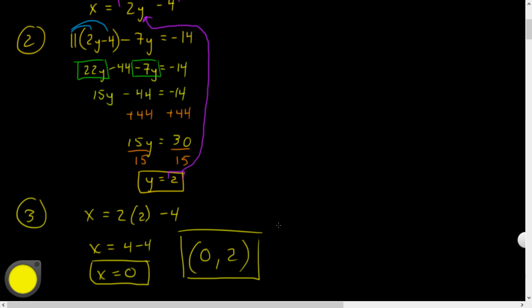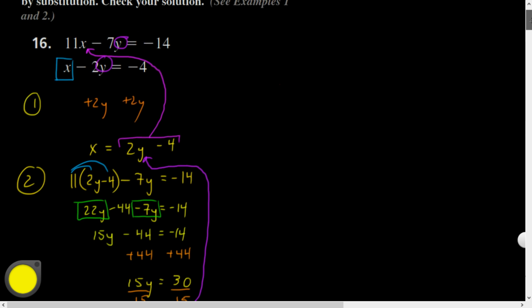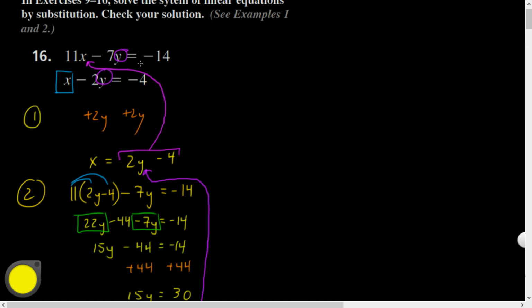All right, so that's how that works out. To do a check, I don't think I'll take the time to do it. But to do a check, you would plug in 0 for x and 2 for y in this equation and verify that it works. But you guys have seen me do those before.